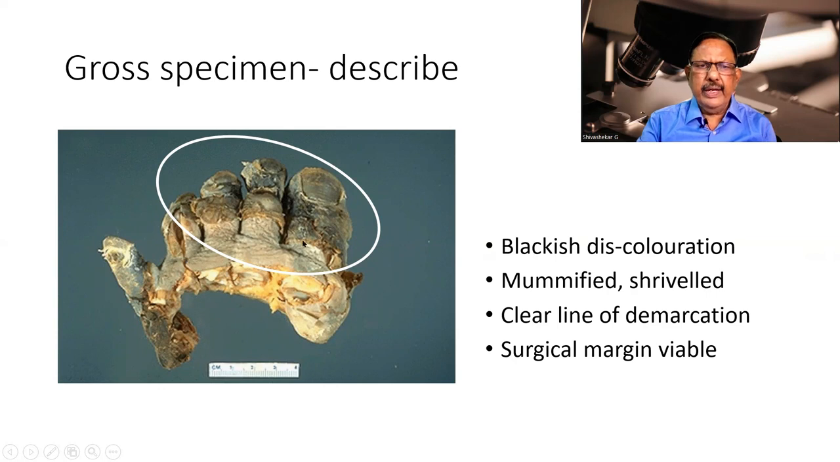So there are areas of blackish discoloration. The skin is somewhat shrunken as though you have dried the clothes. That is called mummified and shriveled. There is a clear line of demarcation. Here it appears viable, whereas this area is appearing blackish gray and gangrenous.